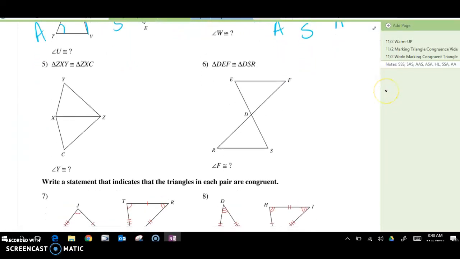Actually, let me talk about reflexive and vertical angles real quick. Okay, so as you see on number 5, let's say I mark X and Y is congruent. And then I have YZ is congruent. Okay? So I would have XC being congruent and then CZ being congruent. Let's look at the information that I have. XY is a side. YZ is a side.